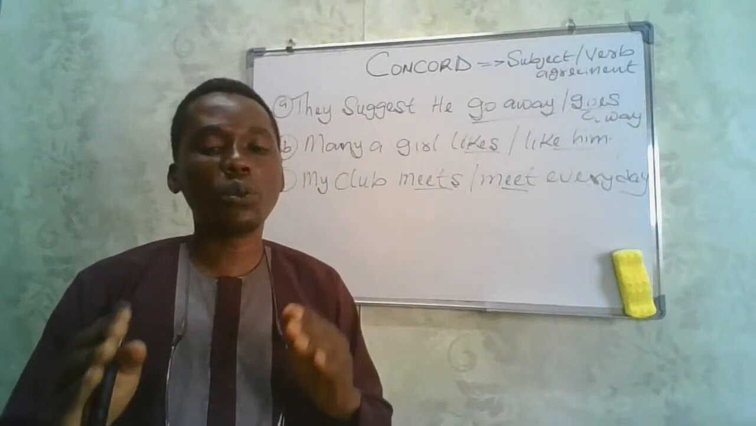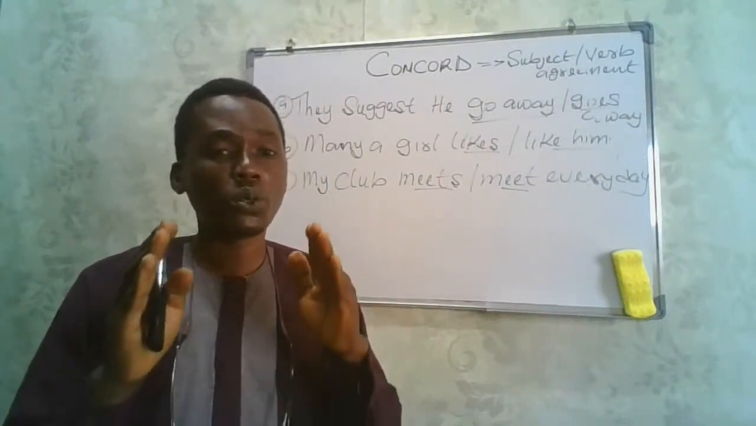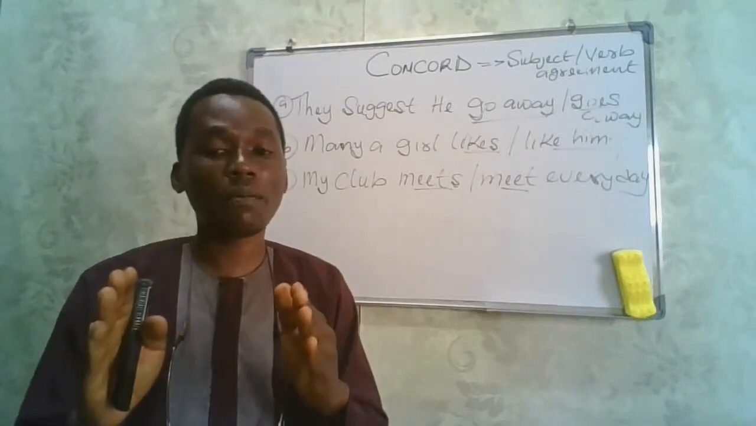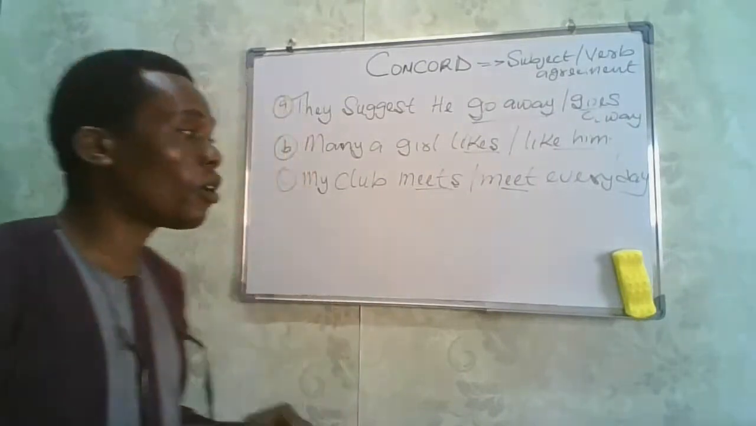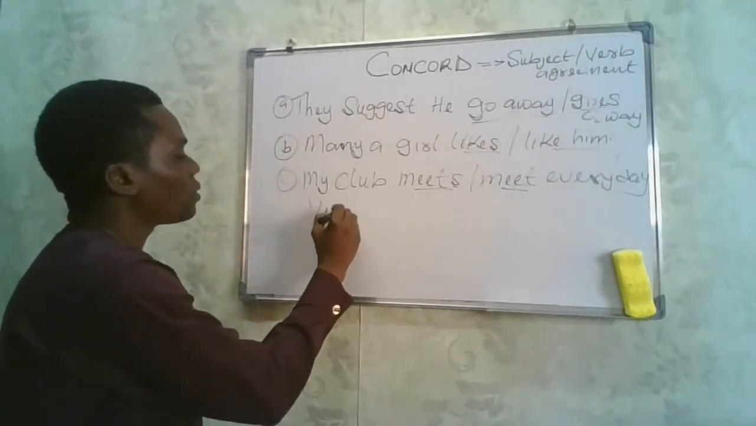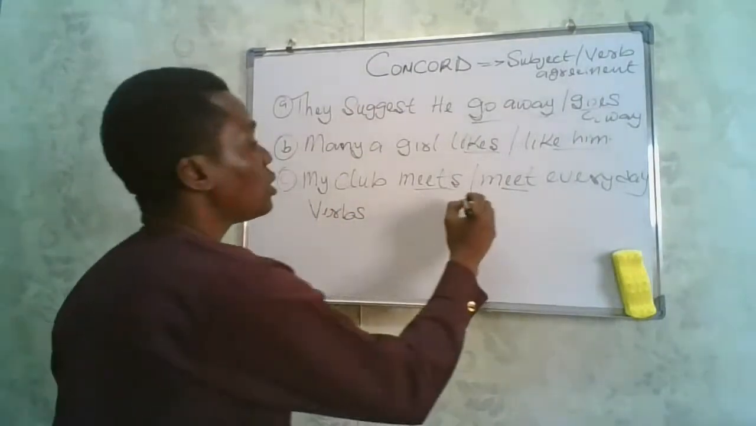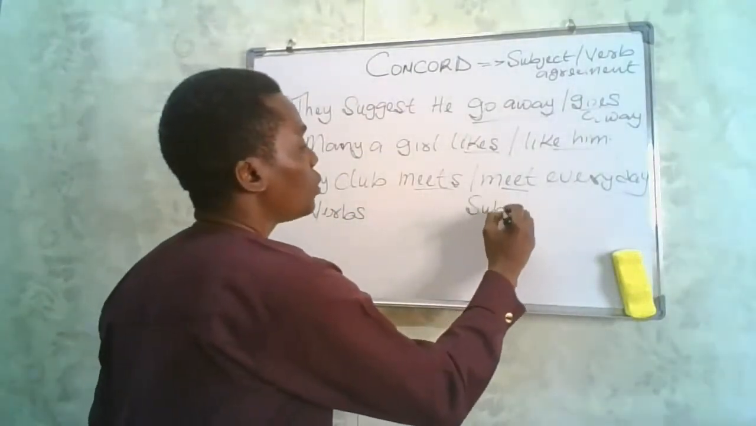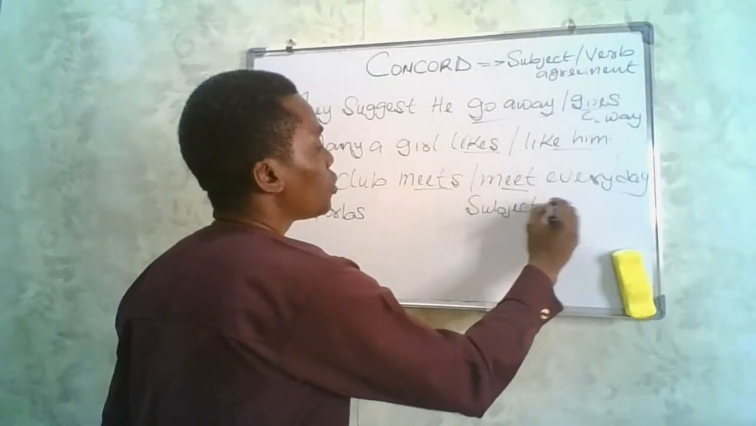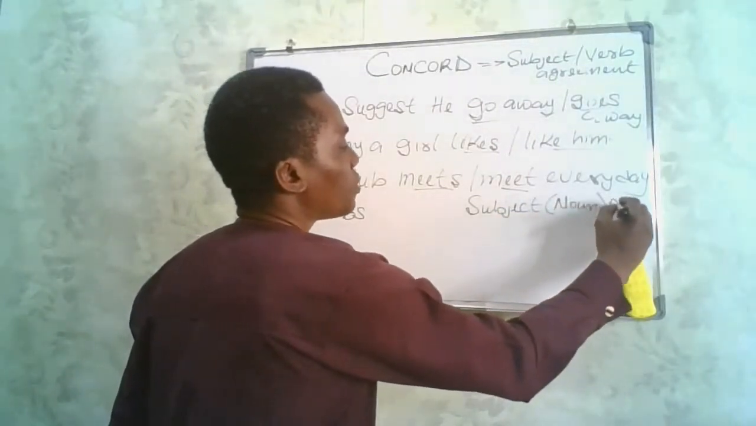Now, we are going to look at some of these rules. Now, to guide us in these rules, I want you to always note that when we talk about Concord, we'll always talk about verbs and we'll always talk about the subject, which will always be noun or pronouns.